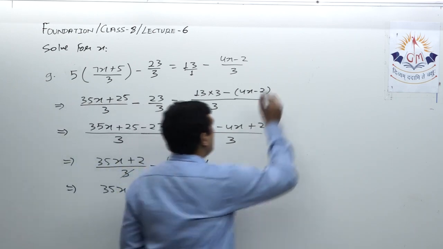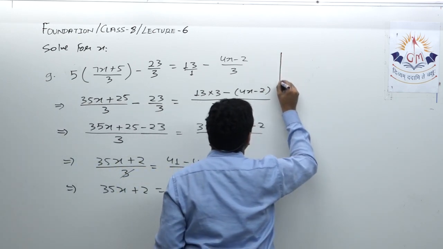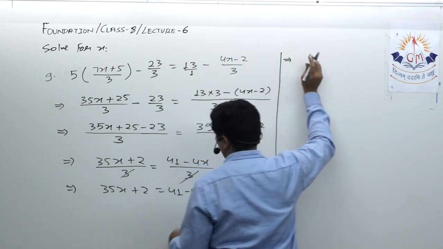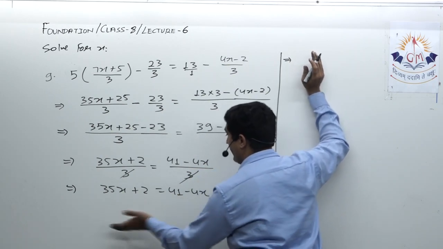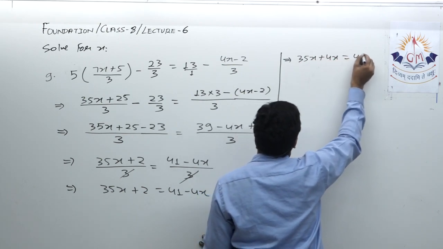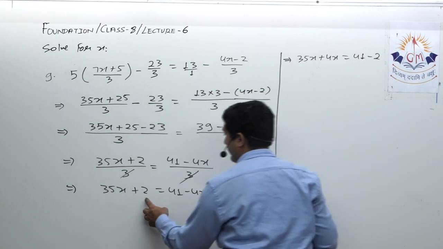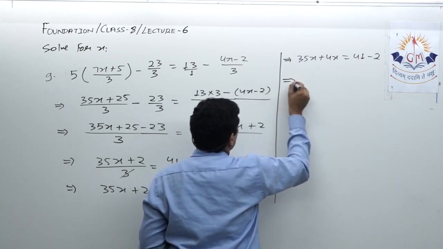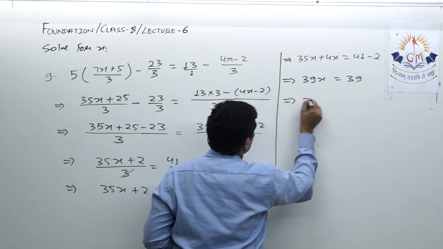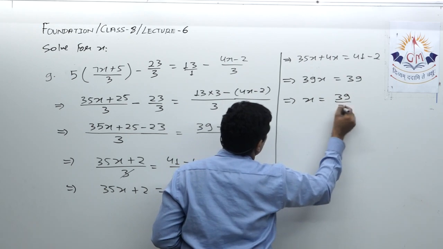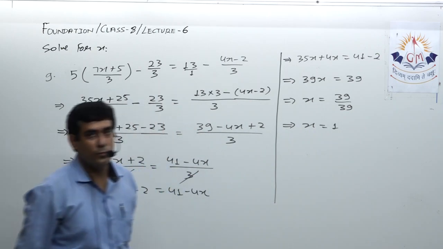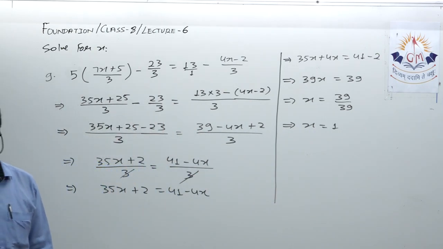Okay, now further what I will do, I will take the terms containing x on any one side. Generally we do take those terms on the left hand side. So here 35x plus 4x is equal to 41 minus 2. I will take on the right hand side. So here it is 39x is equal to 39, which gives you x is equal to 39 upon 39, that is x is equal to 1. Okay, so please note it down, then we'll see the next question.